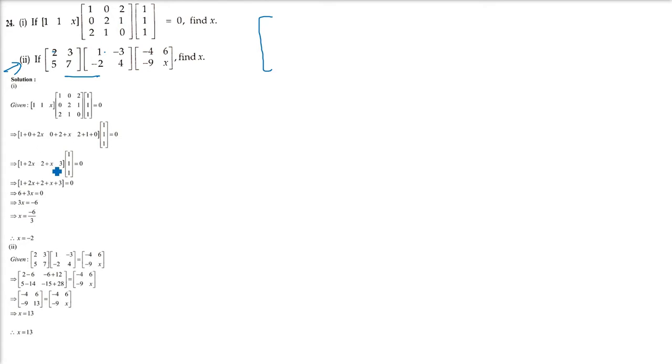The first is in front of you. I'm doing the second one. The type of first question we'll do in a later question. There are questions coming which are exactly like the 24 first part. So I'm just directly multiplying. 2 1 is 2 minus 6, then minus 6 plus 12. 5 1 is 5, 5 7 is 35 minus 14. 5 minus 3 is minus 15, 7 4 is 28.